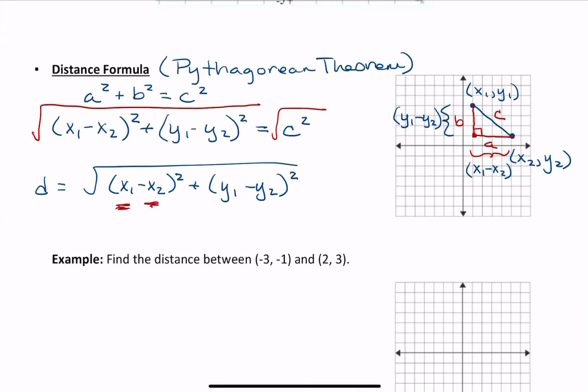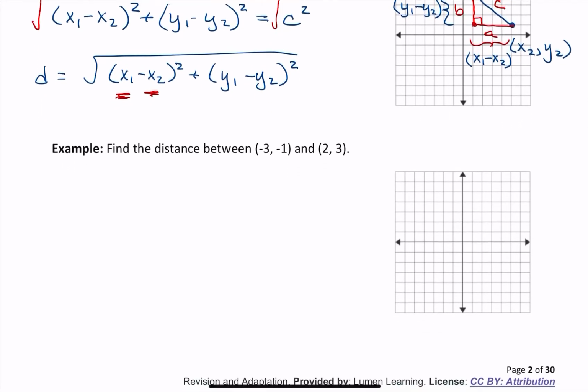I could have easily labeled this one x2, my point 2, instead of my point 1. You will get the same answer as long as whatever you use for x1, you use the same point's value for y1. Just make sure your points line up. So let's look at an example of finding the distance between 2 points.